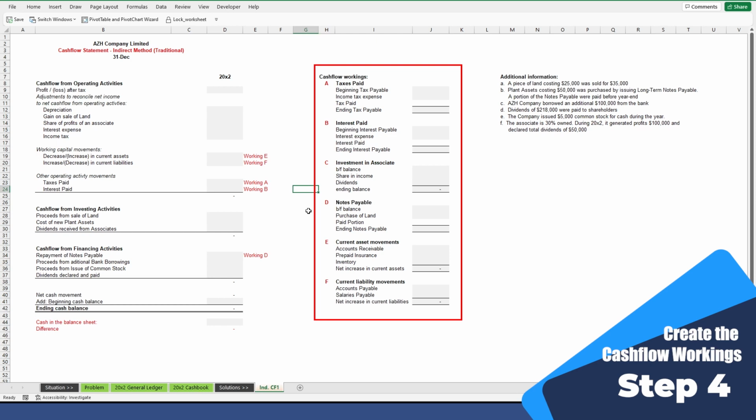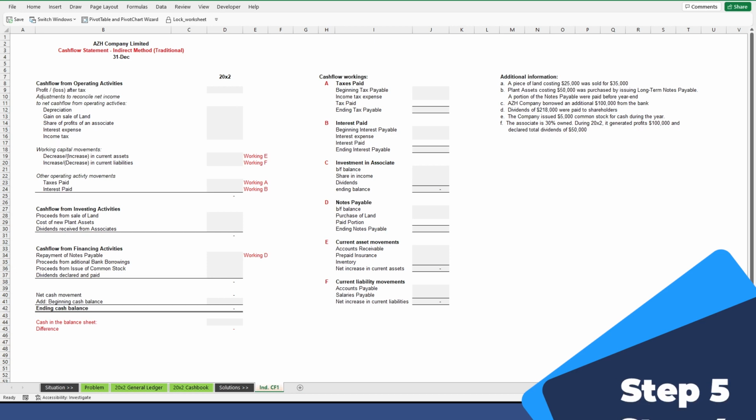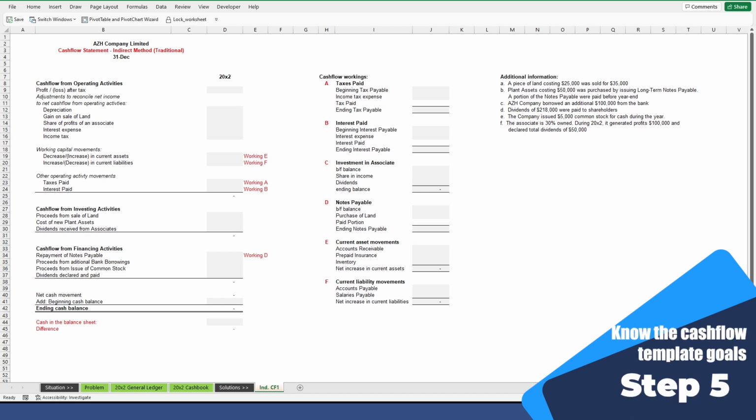Once you have gone through all of these steps, you are almost ready to start putting in the figures. But now we have to go through step 5, which is one of the most important ones. Step 5 is to know the goals. Know the goals of the cash flow that we are going to prepare. Goal number 1, the ending cash balance should be equal to the cash in the balance sheet by the end of the process. The ending cash balance is right here.